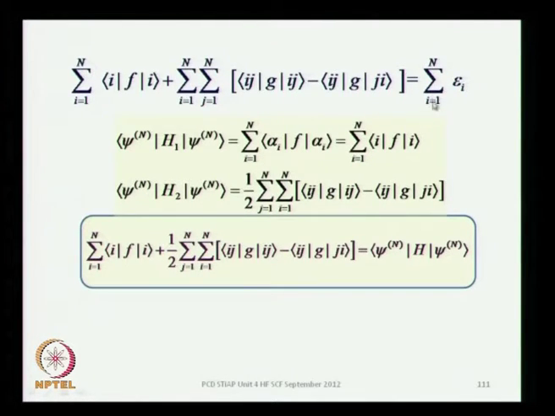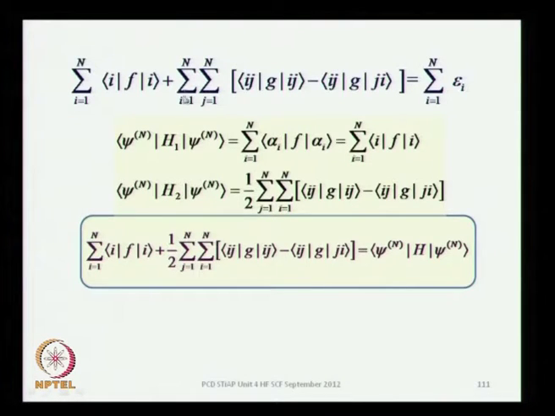So, the sum of i going from 1 through n of these epsilon i, which came as the diagonal element in the Lagrange matrix, if you add up all of those, you do not really get the total energy of the n electron system. What is the difference? You have got a factor of half over here, whereas over here this multiplier is unity.